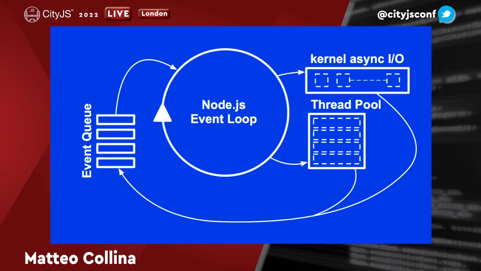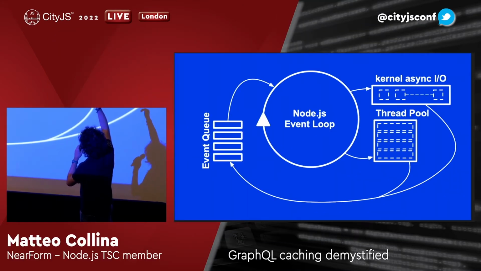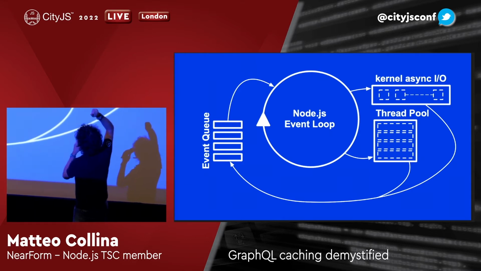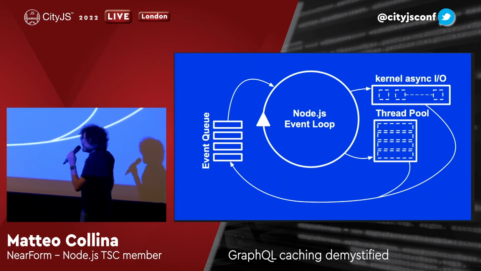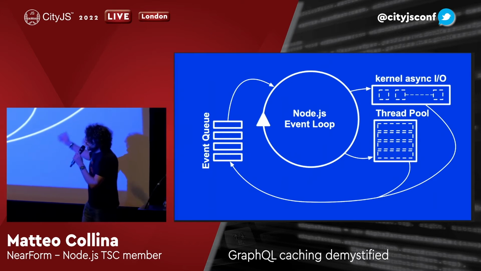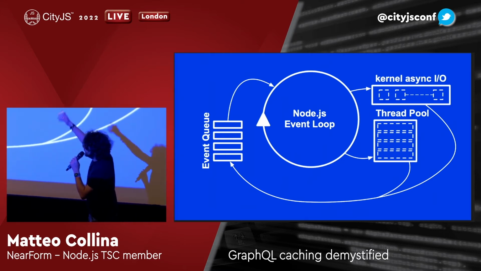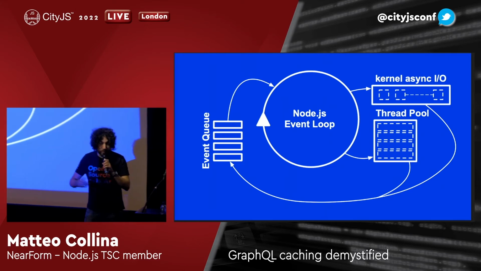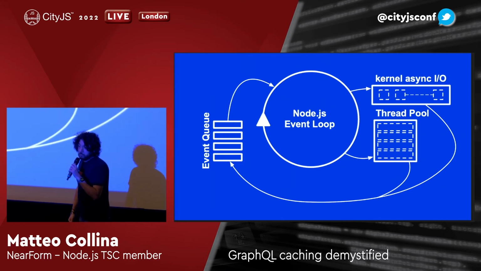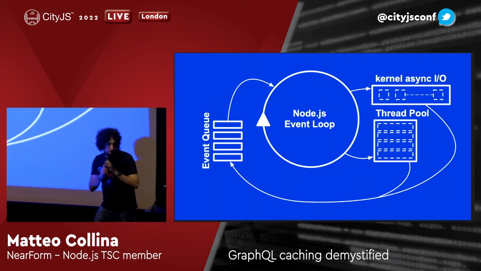How? Well, how many of you know the Node.js event loop? Probably all of you. If you don't, I'm going through it in a second. You have your JavaScript running. When your JavaScript is running, it's scheduling some I/O activity. It can go into the kernel async I/O block, or it can go into the thread pool. Then when they are done, they get back into the event queue and are processed by your JavaScript again, one at a time, roughly.